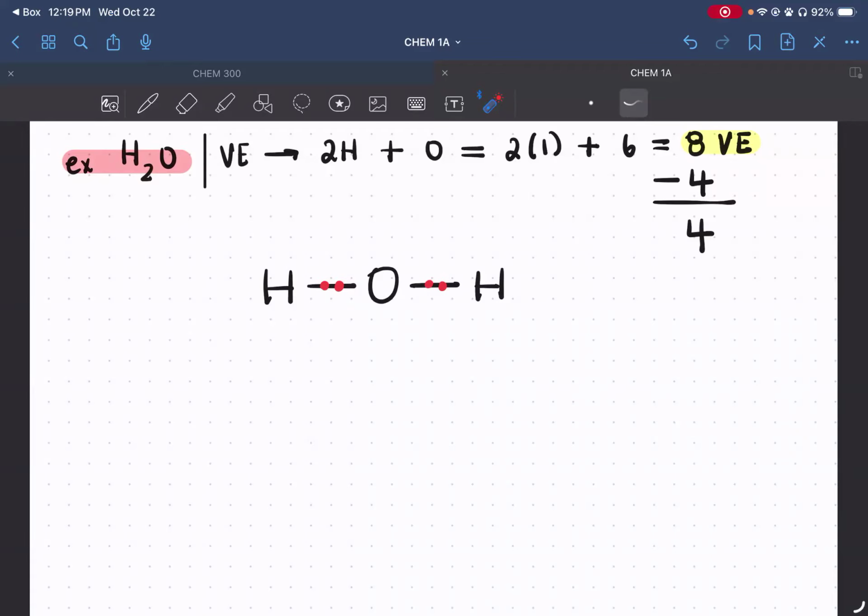Does that mean that we only put one electron on the hydrogen, or are there still two? We're about to get to that right now.